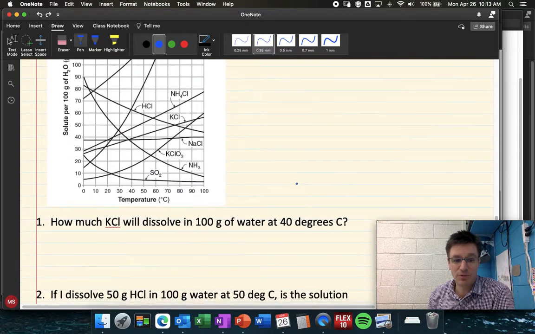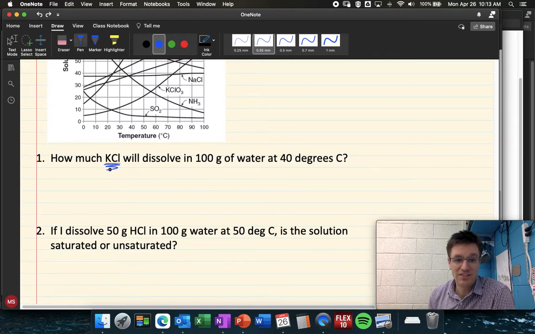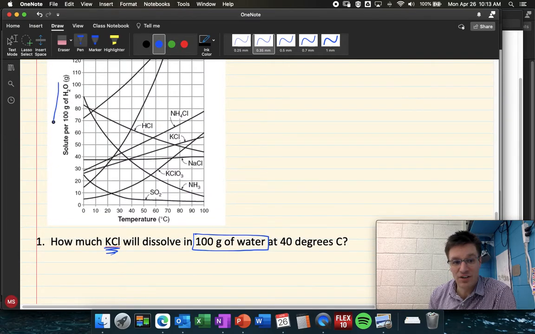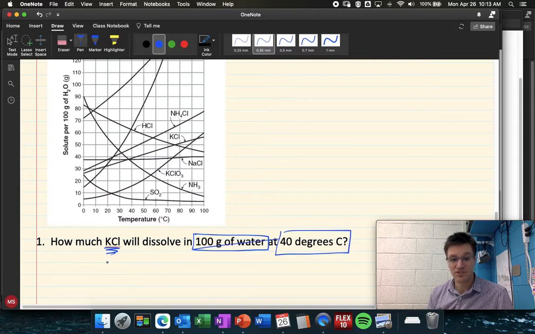So here's an example question. How much KCl is going to dissolve in 100 grams of water at 40 degrees C? This 100 grams of water, we don't even need to pay attention to that. That's right here on the graph. I'm just restating what is already on the graph. So we're going to ignore that. What we really need is the 40 degrees C, and we need the KCl.